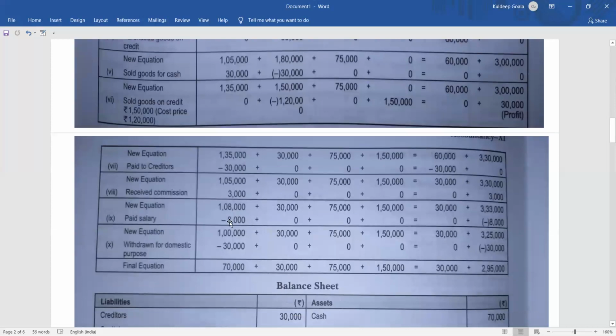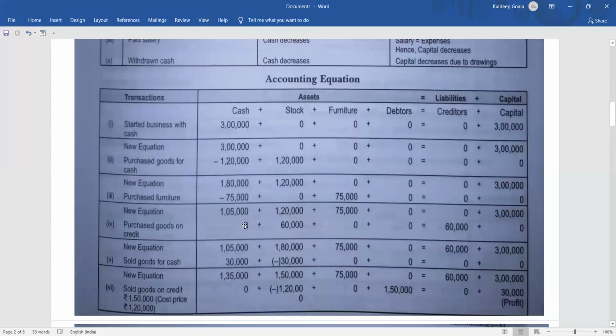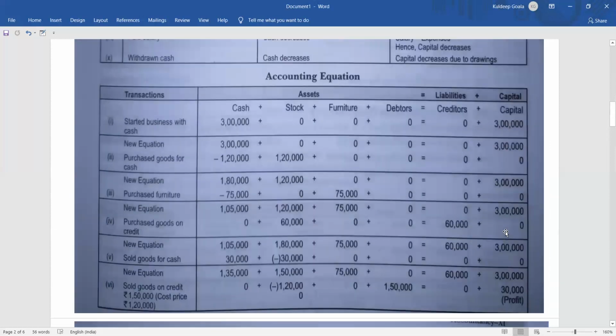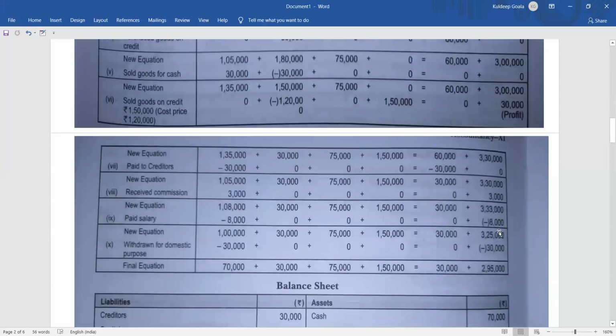And paid salary 8,000 minus from the cash, right? From the cash we are deducting 8,000 rupees. And again there is no change in the stock, no change in furniture, no change in the debtors, no change in the creditors, but 8,000 will be deducted from the capital, right? 8,000 is deducted from the capital, and after reducing 8,000, the capital balance is coming 3,25,000. The new equation is 1 lakh of cash, 30,000 of stock, 75,000 of furniture, 1,50,000 of the debtors, and 30,000 of the creditors, along with the capital of 3,25,000.